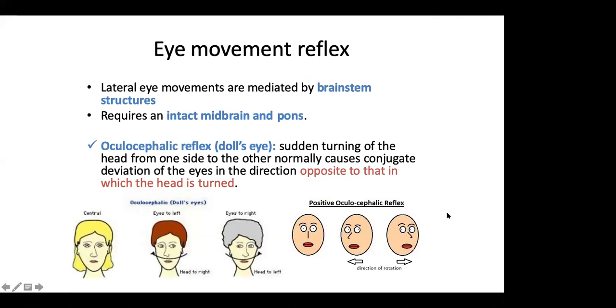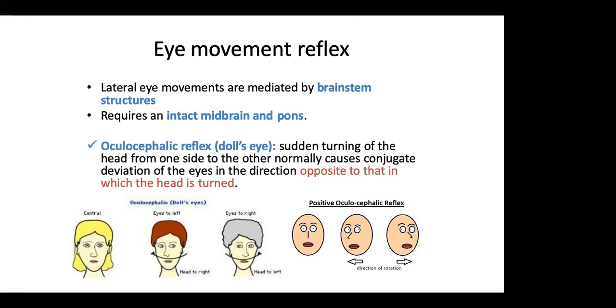Okay, this slide is regarding Doll's eye reflex. Doll's eye reflex is one of the eye movement reflexes that we check in increased ICP signs. We know that the lateral eye movements are mediated by the brainstem structures, so it requires an intact midbrain and pons for this reflex to occur normally.